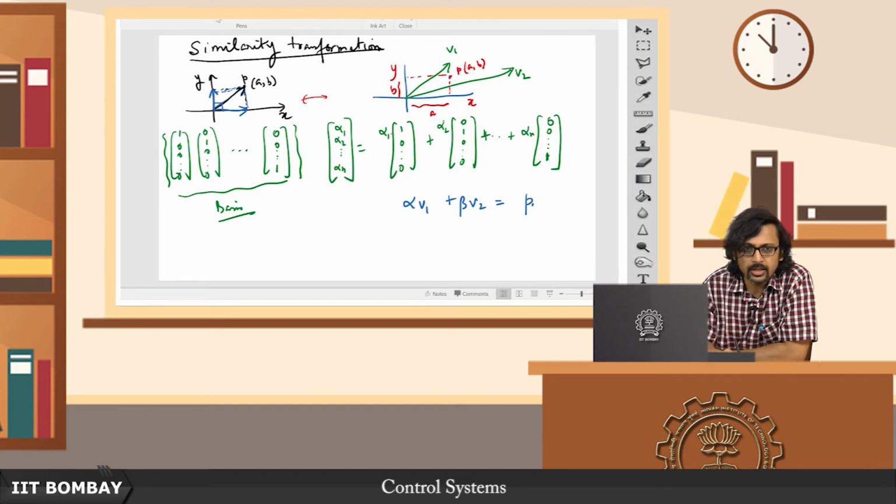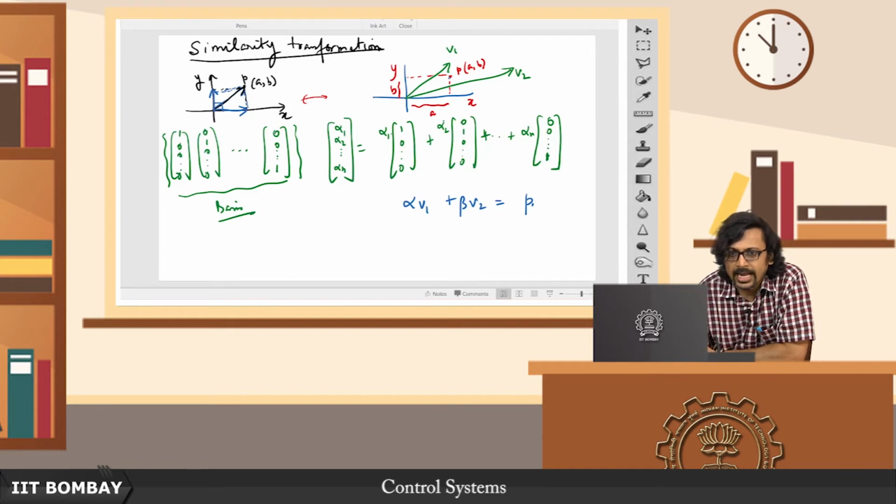So in order to do this, what I do is I take a line parallel to V1 passing through P, and I see where it intersects V2, and then I take a line parallel to V2 passing through P and look where it intersects V1, and that way I would have completed a parallelogram. So then this is my same resultant P now.